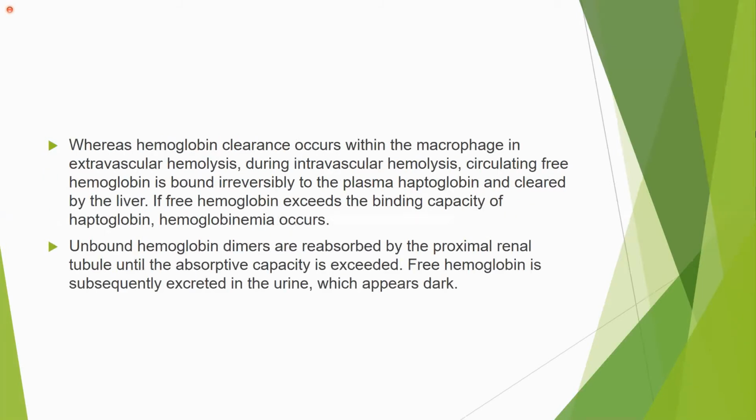Now, whereas the hemoglobin clearance occurs within the macrophage in the extravascular hemolysis, during intravascular hemolysis, the circulating free hemoglobin is bound irreversibly to the plasma haptoglobin and cleared by the liver. If free hemoglobin exceeds the binding capacity of haptoglobin, hemoglobinemia occurs. Unbound hemoglobin dimers are reabsorbed by the proximal renal tubule until the absorptive capacity is exceeded, and the free hemoglobin is subsequently excreted in the urine, which appears dark. There is hemoglobinuria in cases of intravascular hemolysis.